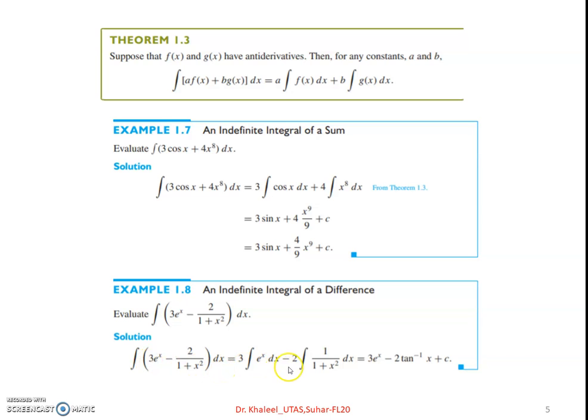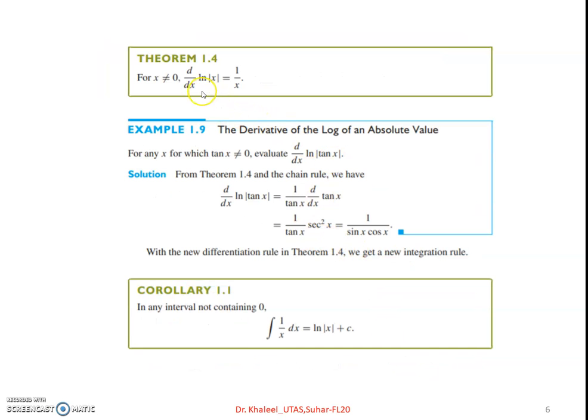So 3 out, 2 out, the integration of e raised to x is e raised to x. The integration of this is tan inverse x. We have this form. The derivative of ln x is 1 by x. So therefore the integration of 1 by x is ln x plus C.